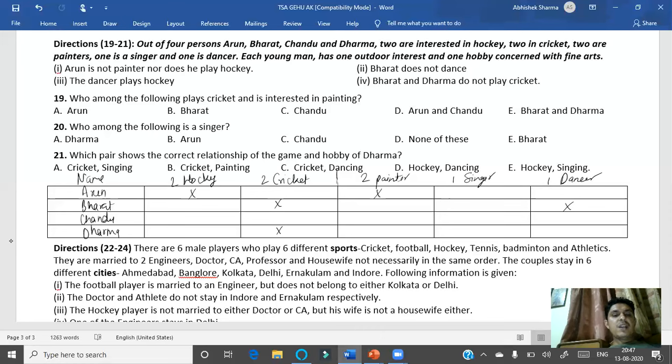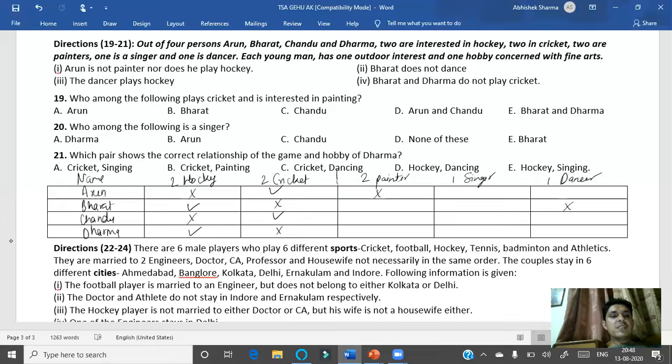If we check the available cricketers, there are two cricketers, two cross, so the available ones will be the cricketers, right? And each of the young men has one hobby concerned with fine art and one outdoor interest. That means the person who is interested in hockey will not be cricket. That means Bharat will be interested in hockey, and Dharma will be interested in hockey, and Chandu will not be interested in hockey. Thereafter, the dancer plays hockey. If we check hockey, two people are playing hockey, Bharat and Dharma, right?